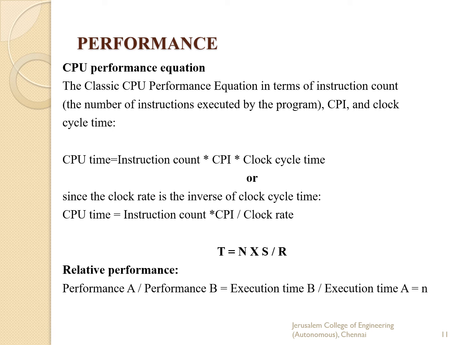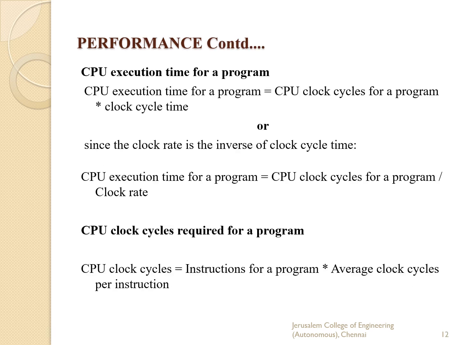Next, to evaluate performance, we have to compare it with the performance of another system, so we call it relative performance. We consider two systems here, A and B. Performance of A by performance of B is given as execution time of B by execution time of A, which is represented as N. This is how we calculate the relative performance of two systems. So initially we calculate the performance of a system, and henceforth we calculate the relative performance of a system.